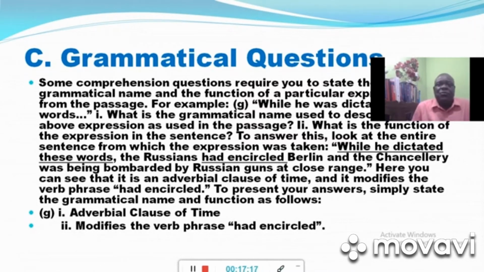And so there are two ways you can present the answers. The first one, you simply write II and you write modifies the verb phrase had encircled. The second way of presenting it is to write modifies the verb encircled. Now, this is the way to present your answers to grammatical questions.